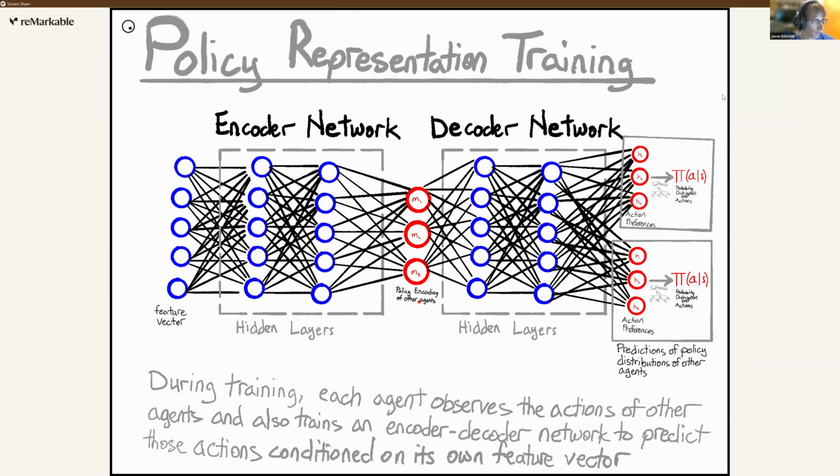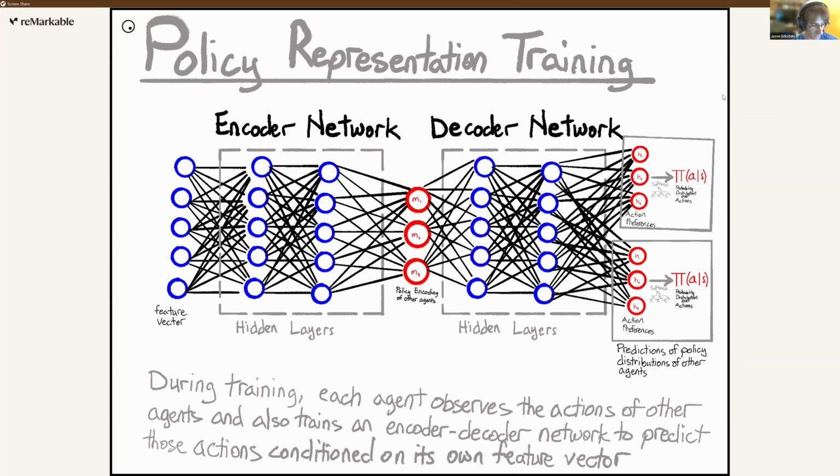Like here, I'm showing it in the middle, where eventually we're going to want to pull out the values in this layer and use them as a summary of the information about how the other agents are behaving. So on the decoder side of this, we actually need multiple decoder networks. Our one agent has to predict the behavior of all of the other agents in the problem. So we can set up the encoder network and have this go to this layer.